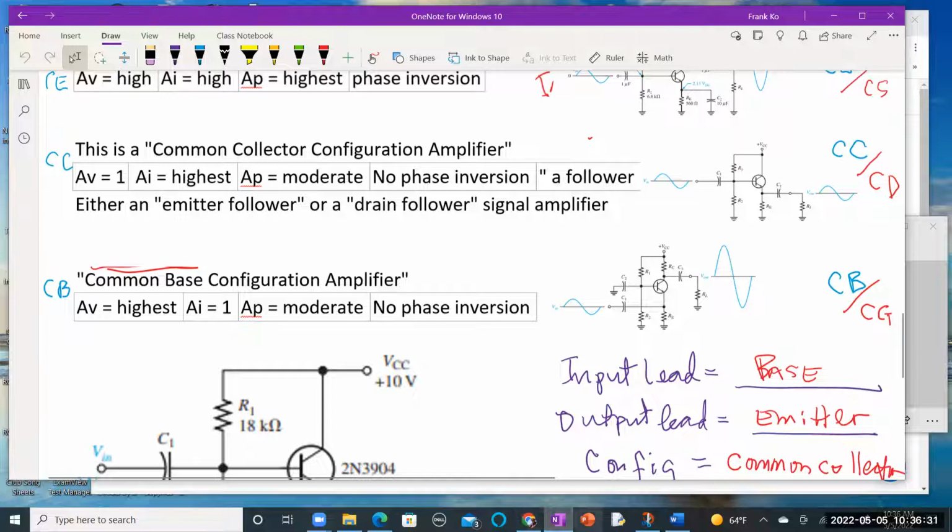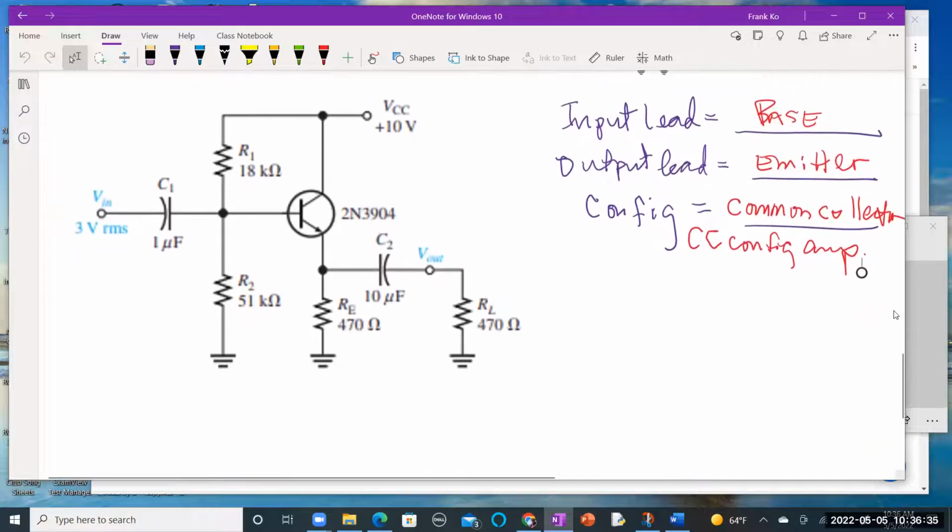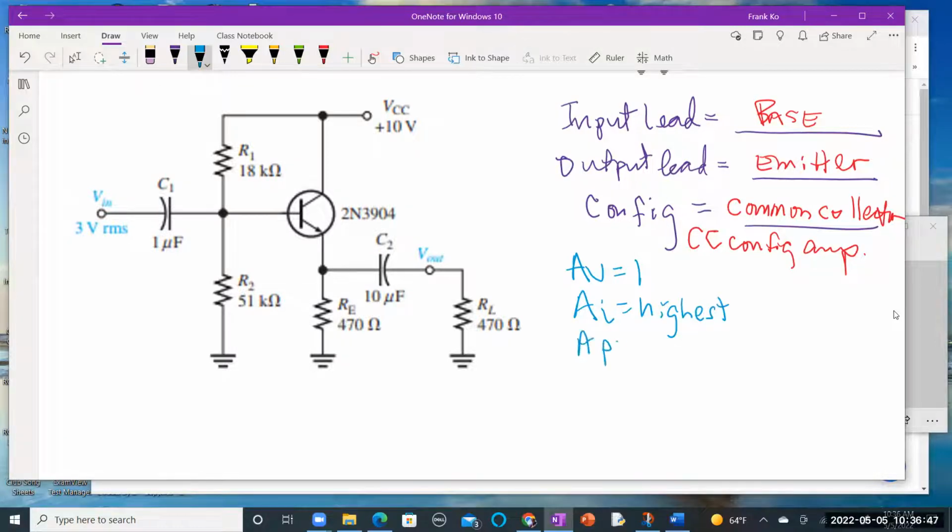All right, so what we're going to do is reiterate those characteristics. So AV equals 1, AI equals highest, AP equals moderate, and no phase inversion, no inversion.